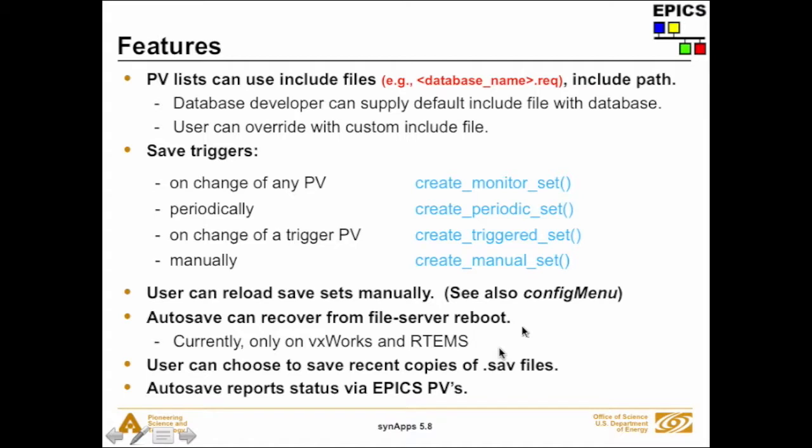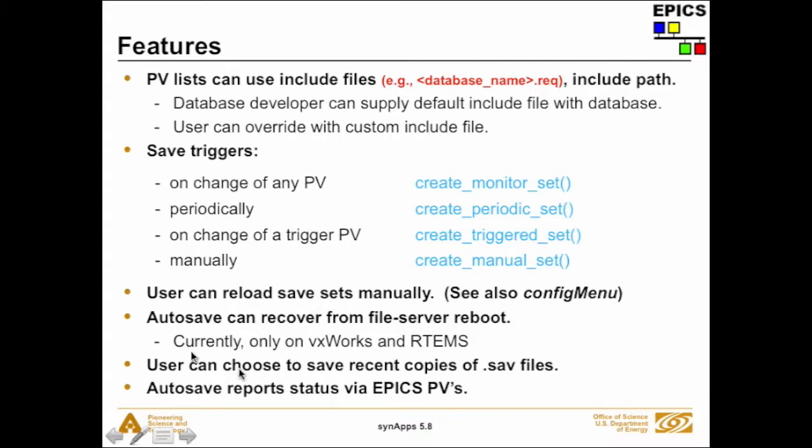On VxWorks, Autosave can recover from a file server reboot. For Linux, we don't have this ability. While Autosave is writing a file, if the file server reboots, it's going to be left with a stale file handle. That stopped us for a couple of years until we figured out how to have Autosave manage its own NFS mount. If Autosave notices that enough read-write errors have occurred, it will take the mount down and remount it. This only happens on VxWorks and RTEMS. On Linux, it's the system administrator's job to make sure that everything comes back after a file server reboots.